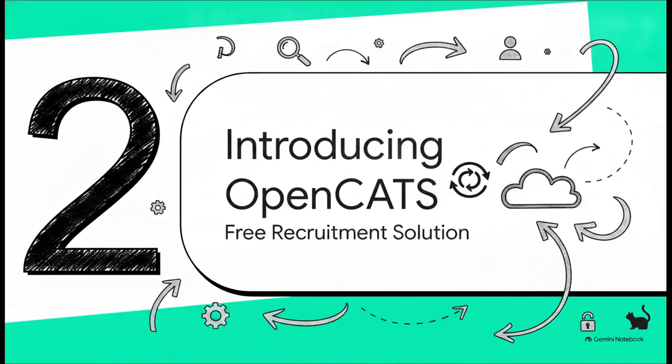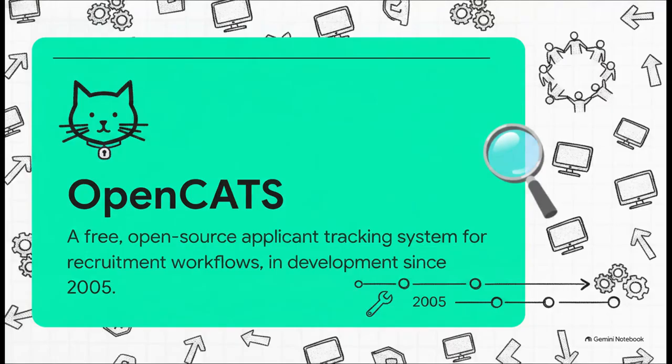Moving right along to Section 2, introducing OpenCATS, the free recruitment solution. So, what is it? OpenCATS is an open-source applicant tracking system released under the GPL license. What that actually means for you is that it's completely free to download, use, and modify, no licensing restrictions whatsoever.